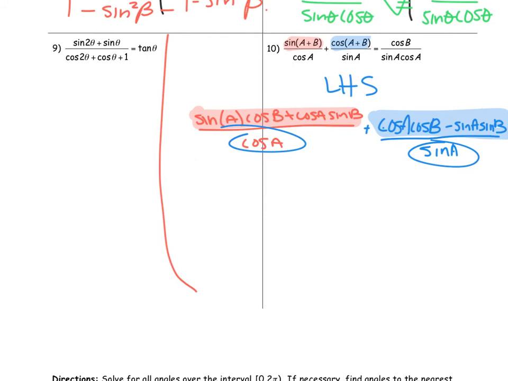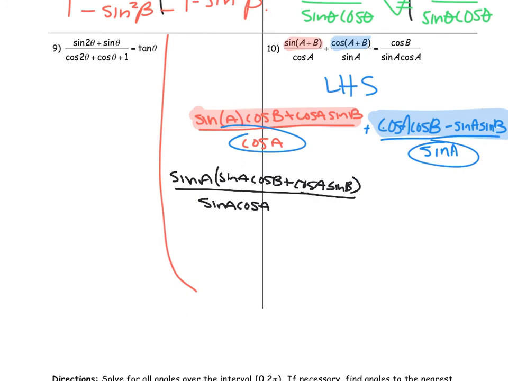So what I'm going to do is multiply the left-hand side by sine A over sine A, and then the right-hand side by cos A over cos A. So let's write that out. I'll have sine A over sine A cos A, and then I'm multiplying everything by sine A, so I have sine A times (sine A cos B plus cos A sine B). And then for the right-hand side, everything's getting multiplied by cosine of A, so I have cos A times (cos A cos B minus sine A sine B) all over sine A cos A.